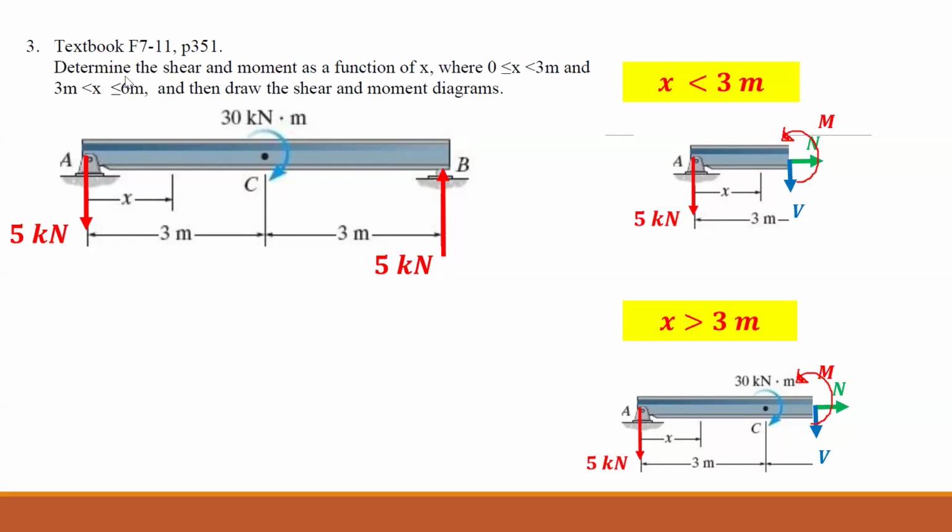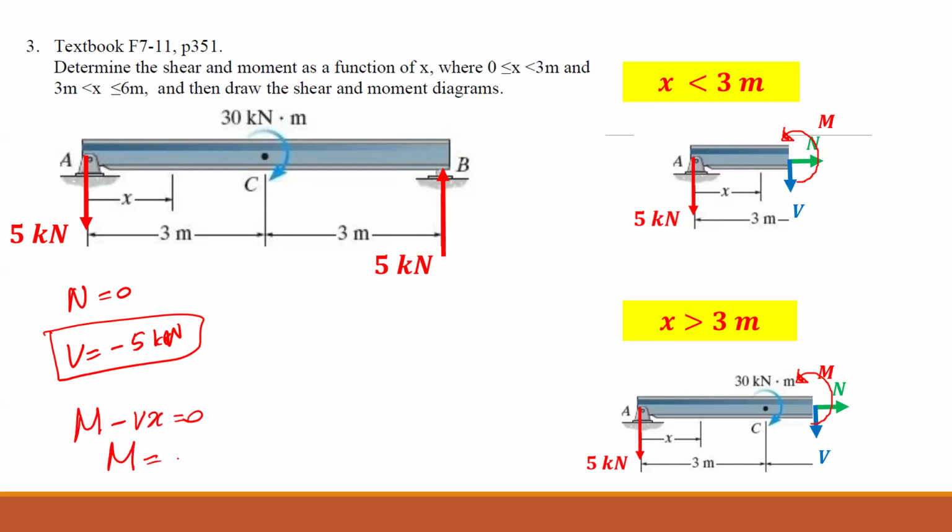So for the first section, what did you get for N? N is normally 0, that is 0. So V is what? Did you get V as negative 5 kilonewtons? Yes. Okay, that's good. Anyone got anything else? No, I got the same. Okay, now take the moment about A. So we have M minus Vx is equal to 0. So M is equal to Vx, which is negative 5x. Do you get the same for M?